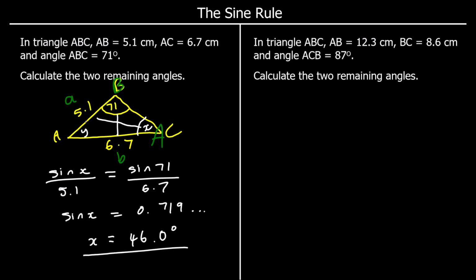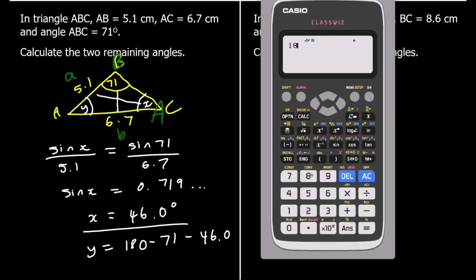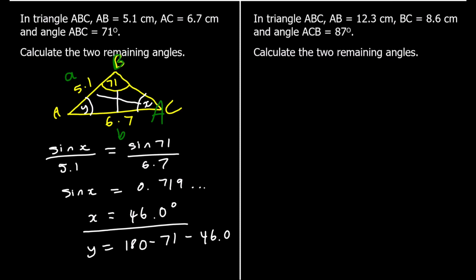And if we call this one y, to find that angle, we're just going to do 180 take away the two other angles. So 180, take away the answer, and take away the 71 is 63.0. So that's the two remaining angles. Again, one for you to try. Give that one a go.